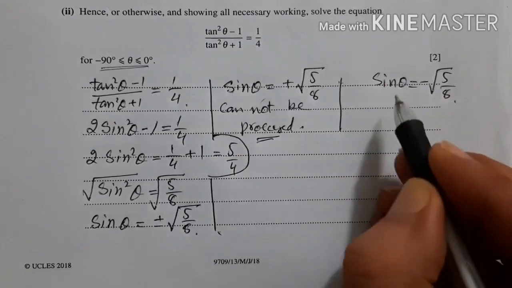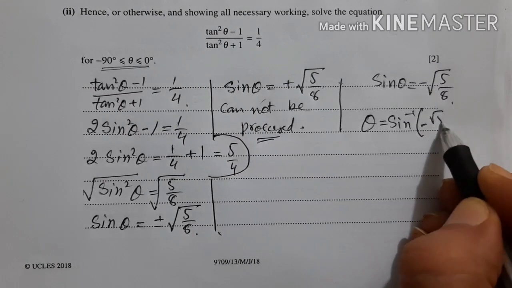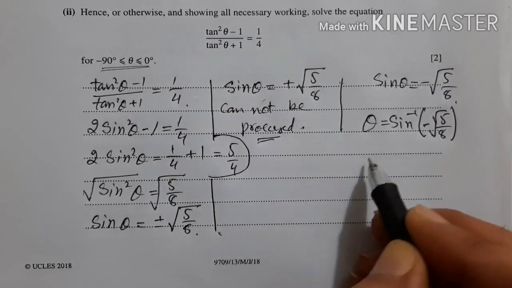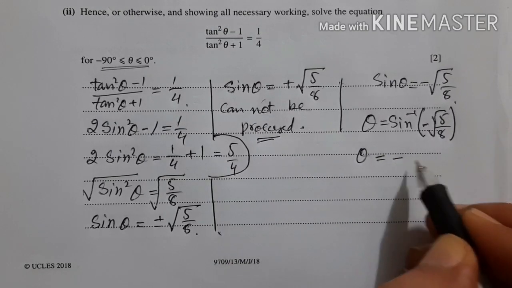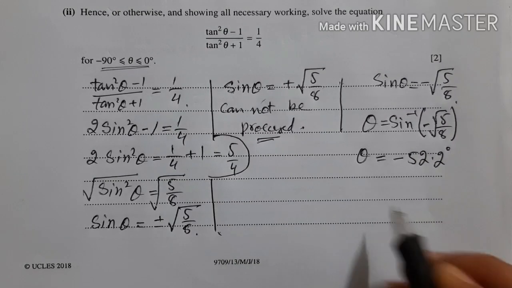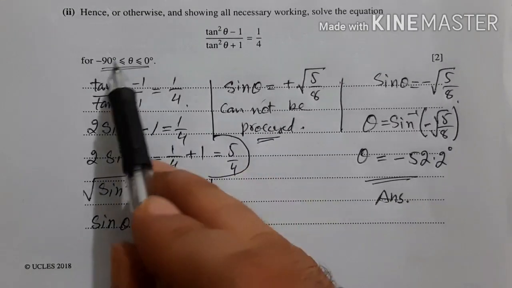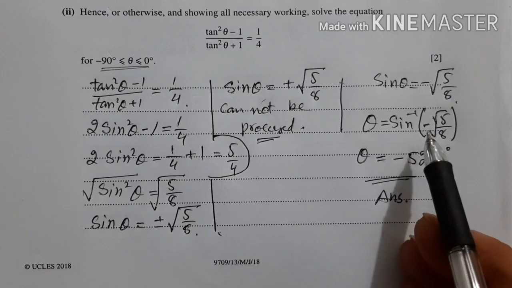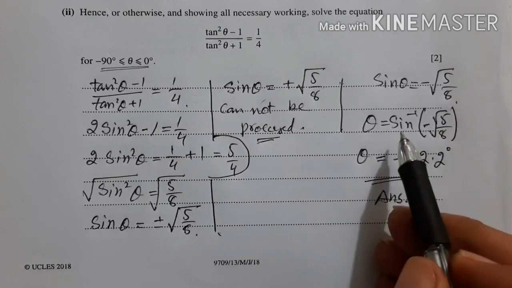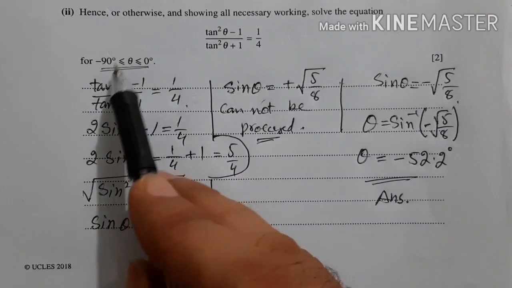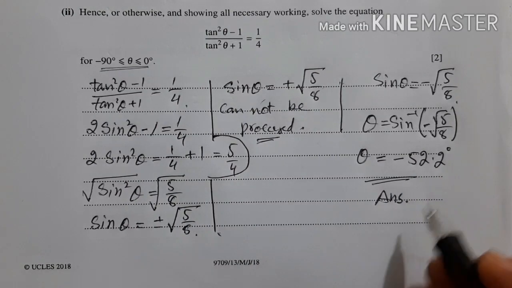All right, so we'll get theta is equal to sine inverse of minus under root 5 over 8. So this will give me theta is equal to minus 52.2 degrees. So this is our answer in this limit. No doubt sine is negative in third and fourth quadrant, but third quadrant is again out of this range, so we'll just write the answer in the fourth quadrant only. That's why this is our answer.